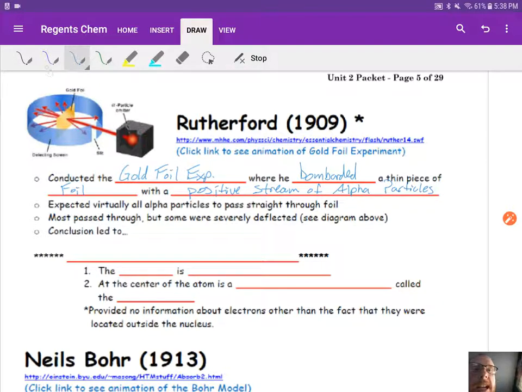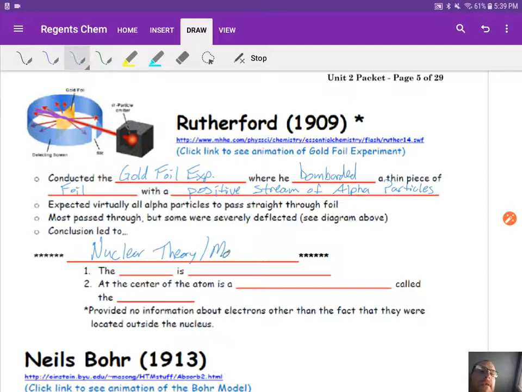So you've got this main line here. I'm going to try to color it in purple. Okay, the main line is most of them passing through, and then you can see some arrows where they are being deflected. So this conclusion led to what's called the nuclear theory or model. Okay, now the nucleus is born.